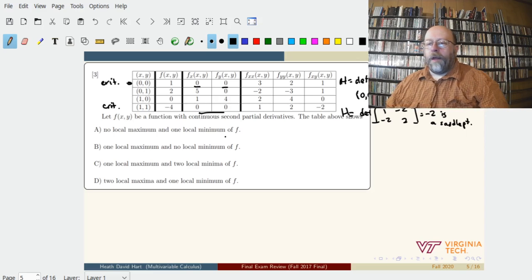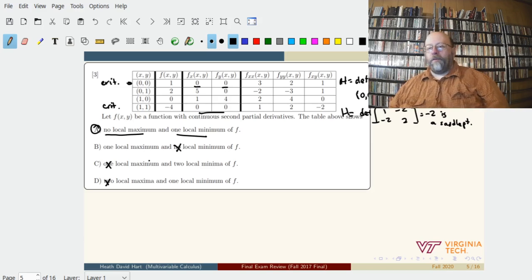Okay, and so we have a total of 1 local minimum and 1 saddle point. That's consistent with this, no maximum, one minimum. It is not consistent with no local minimum. There's not one local maximum. There's not two local maximums. So that's what we found. It's not asking us how many saddle points we found. It's just how many extrema we found. And we only found one, and it was a local minimum. Okay?